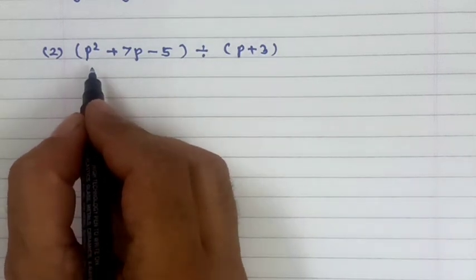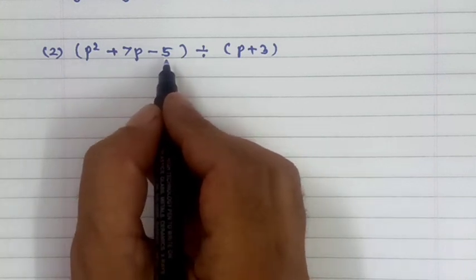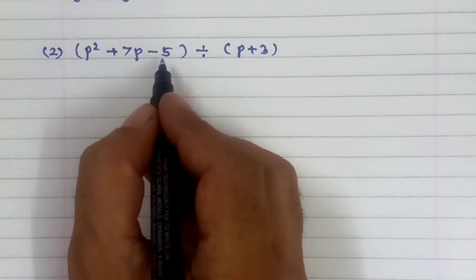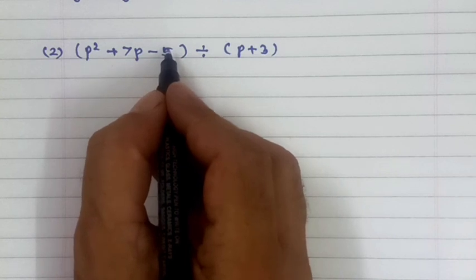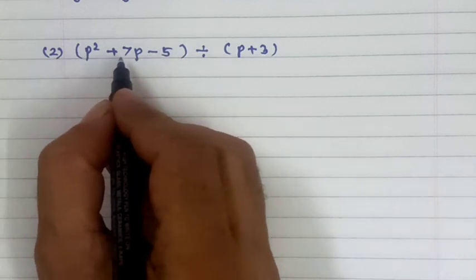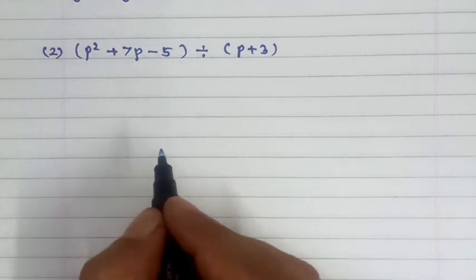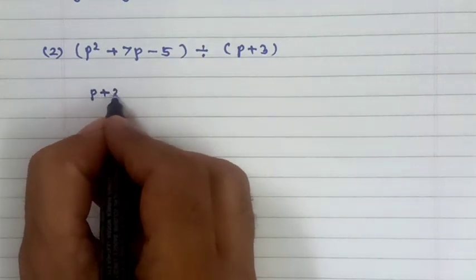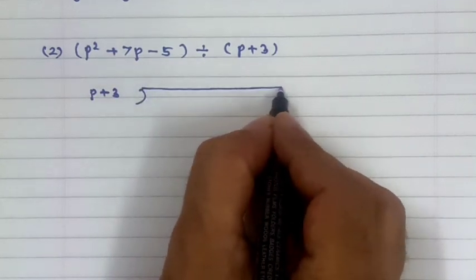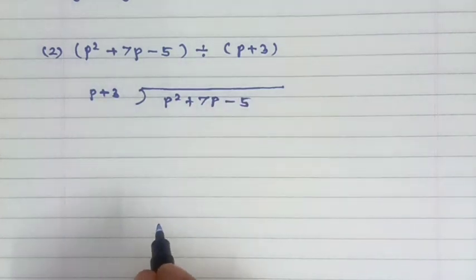Now, first of all, you have to check whether the indices of each term of the dividend are in descending order or not. So here it is 2, here it is 1, constant term has index 0. So it is in descending order and no term is missing. So you don't have to do anything. You will write the divisor outside, p plus 3, and the dividend inside, which is p square plus 7p minus 5.